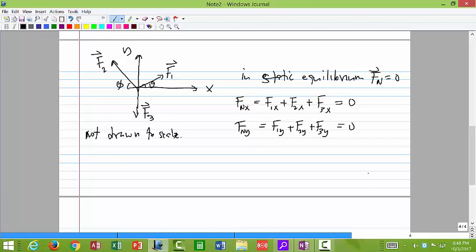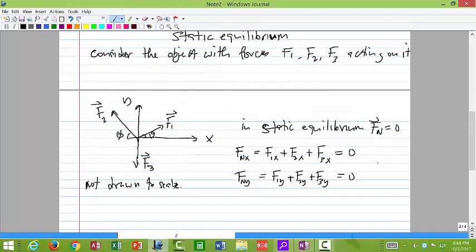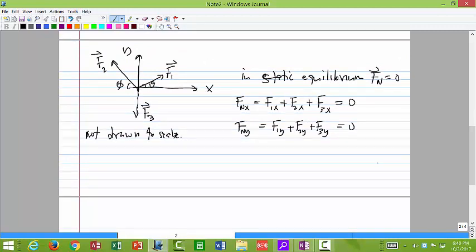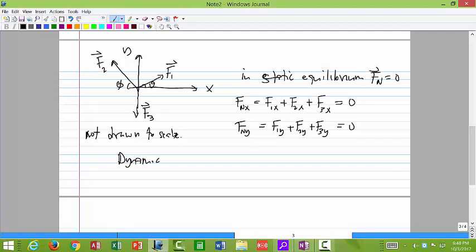Then let's look next at dynamic equilibrium. In this case, v is constant. If you have an object that is being pulled along with a certain force F, and it's in dynamic equilibrium, it means that its velocity will not change.